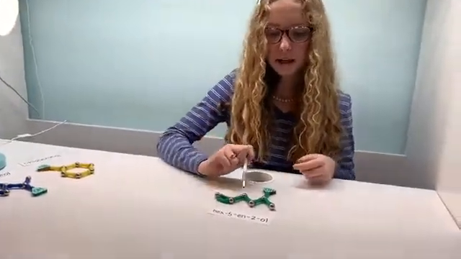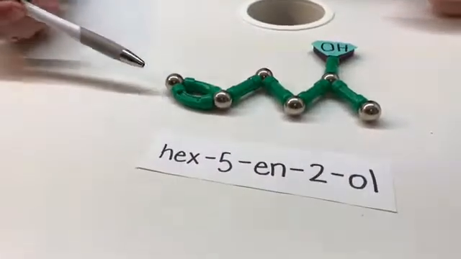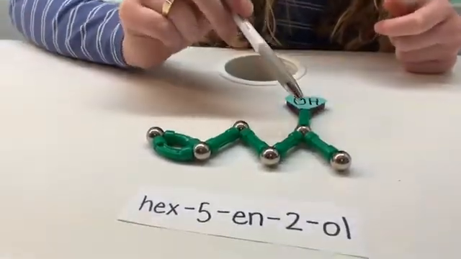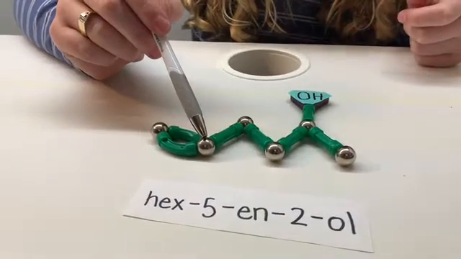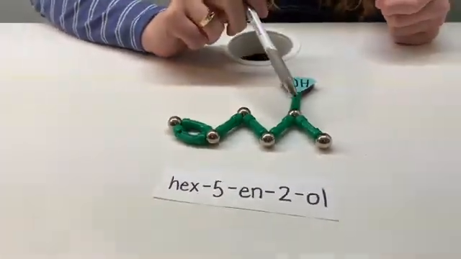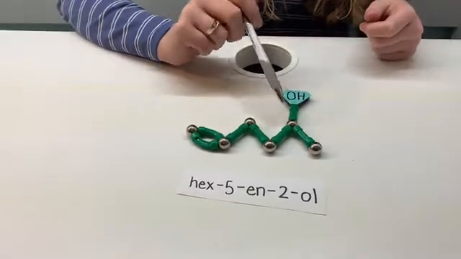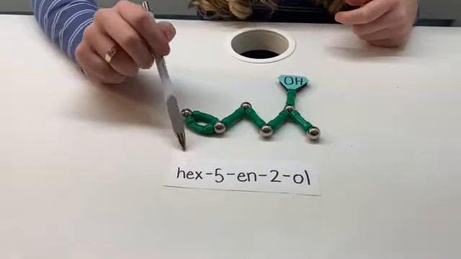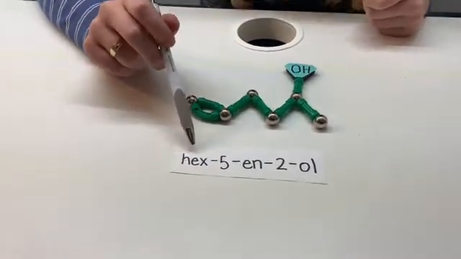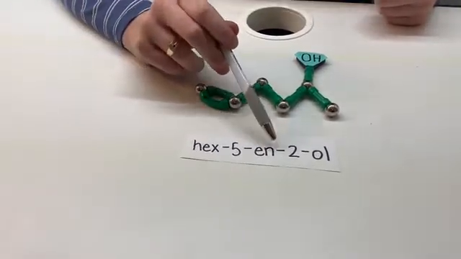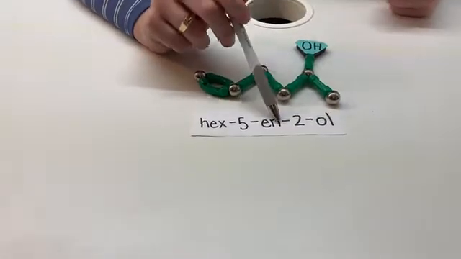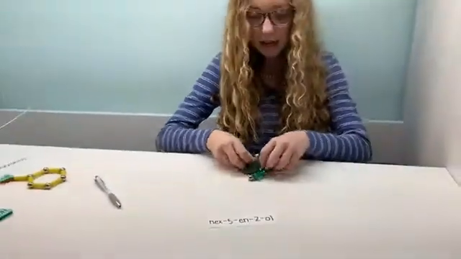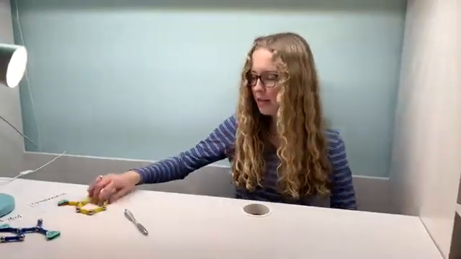So if you look over here, I counted this direction before, but I'm going to count the other direction now. 1, 2, 3, 4, 5. So I'm going to give the OH carbon 2 rather than going the opposite direction. So this is the final name of the compound. Hex-5-en. Note, I didn't put the E because I'm not done yet. 2-ol. Okay. Let's try another, shall we?